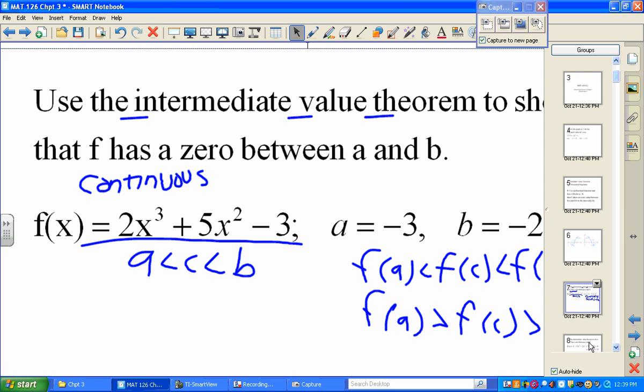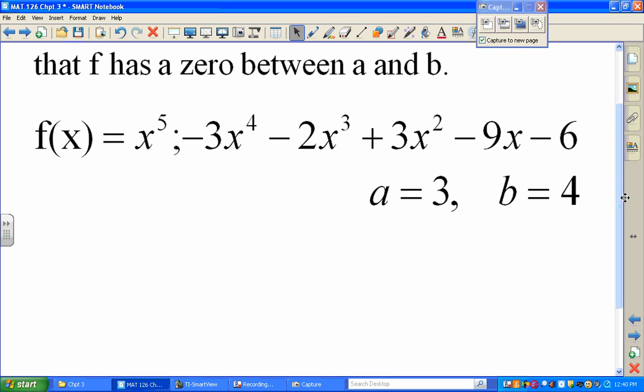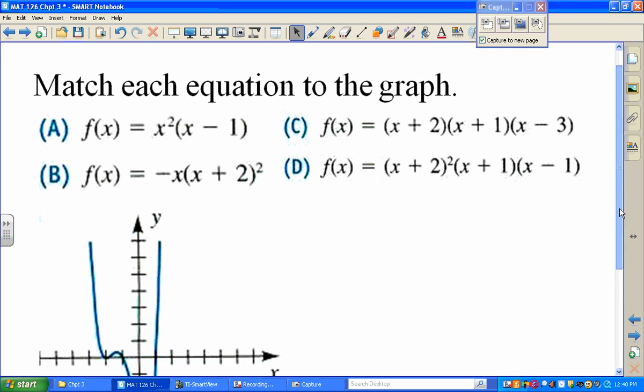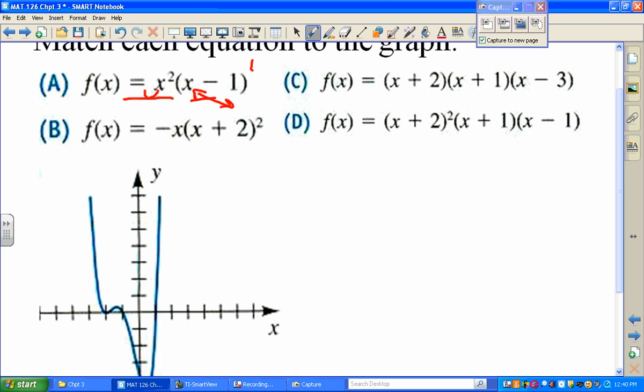Great. Did we do this one? Sure. Show there's a 0 between the two? Fantastic. Match the equation to the graph. We did that one. And what does the squared mean? It means it's going to be tangent to the x-axis. And the first power means it's going to be like a linear factor crossing the x-axis.